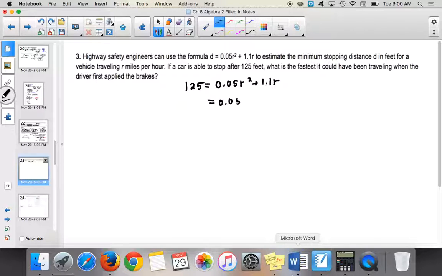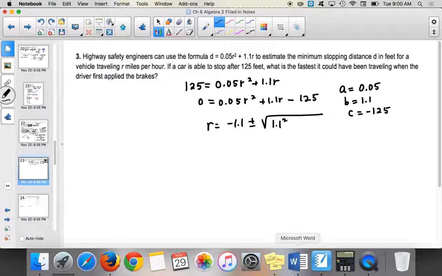So you do 0.05 R squared plus 1.1 R, and we subtract that 125 over. And then we solve. So we're going to have A equals 0.05, B equals 1.1, C equals negative 125. So I get R equals negative B, so negative 1.1, plus or minus the square root of B squared, so 1.1 squared, minus 4, A is 0.05, C is negative 125, all over 2A.